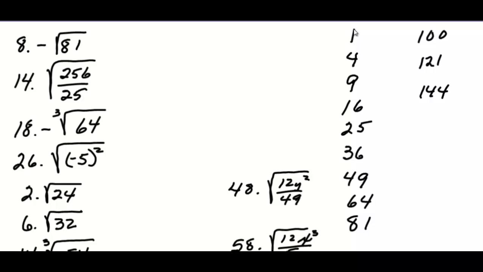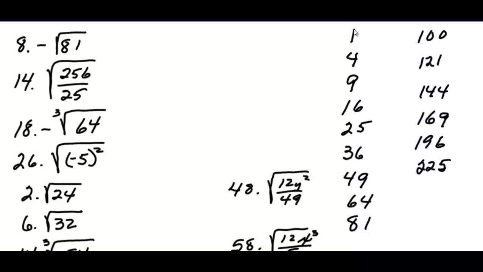13 times 13 gives me 169. 14 times 14 gives me 196. And 15 times 15 gives me 225. I'm sorry, 225, not 222. Those are considered to be the perfect squares.